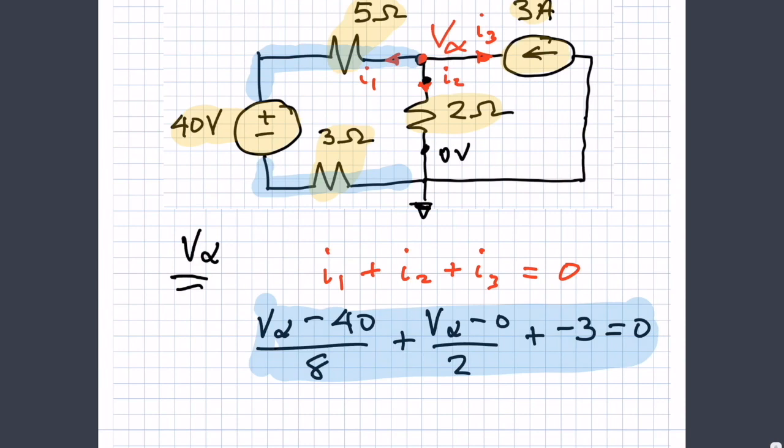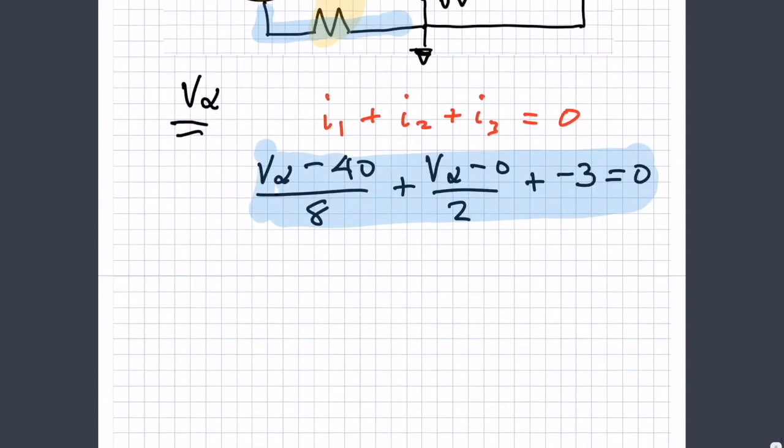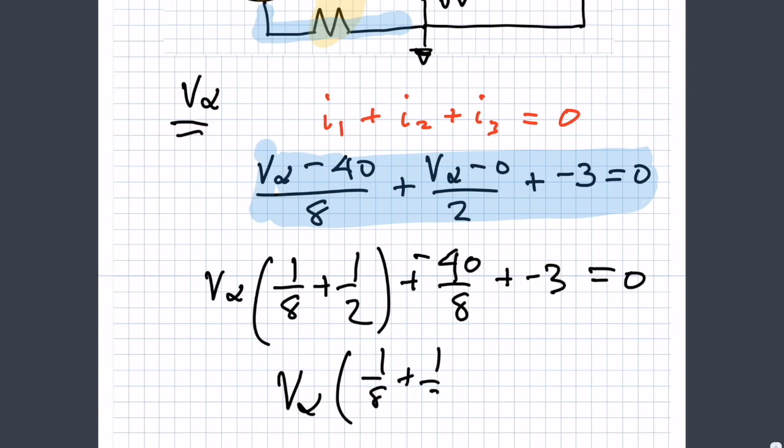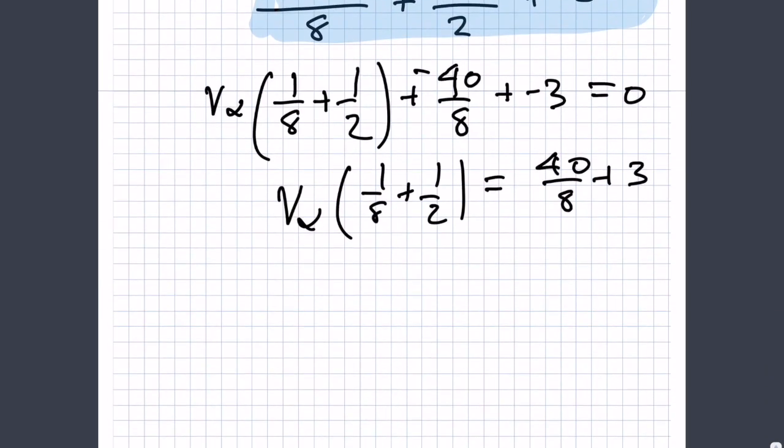So let's do that real quickly. All right, so I like to factor out V alpha, and then I have 1/8 plus 1/2. And then you have a negative 40 over 8 plus a minus 3 equals 0. So I can move those to the other side. That'd be 40 divided by 8 plus 3. And now I need to find a common denominator, which on this side of the equation will be 8.